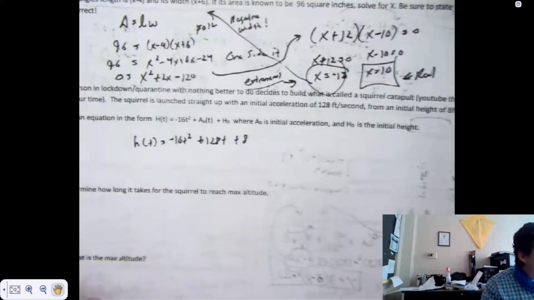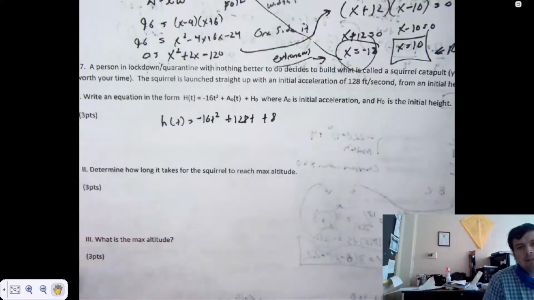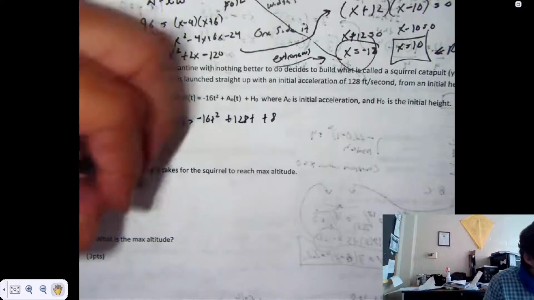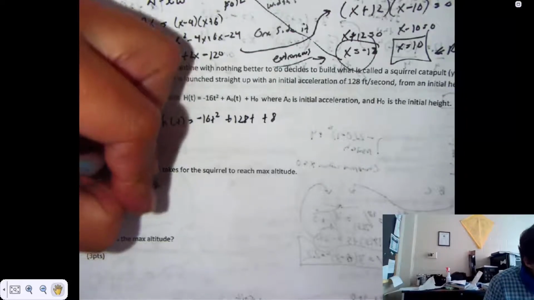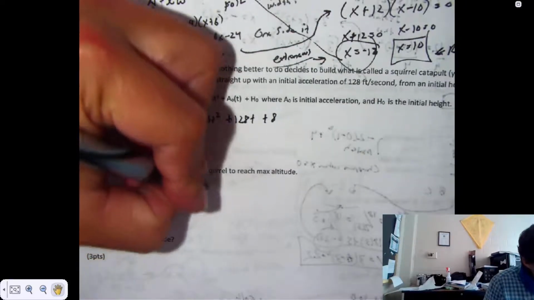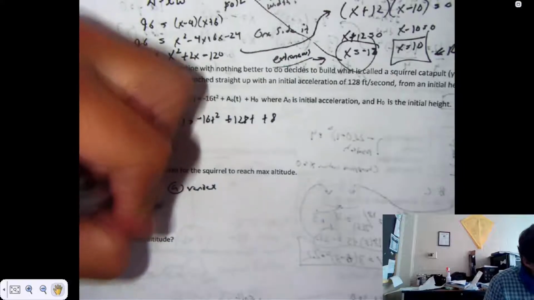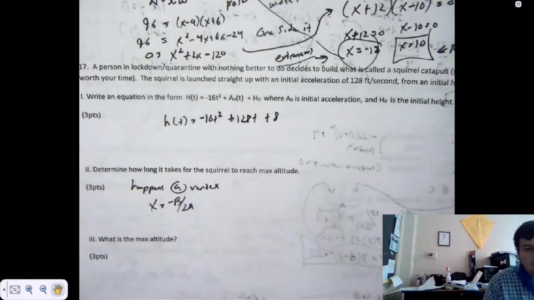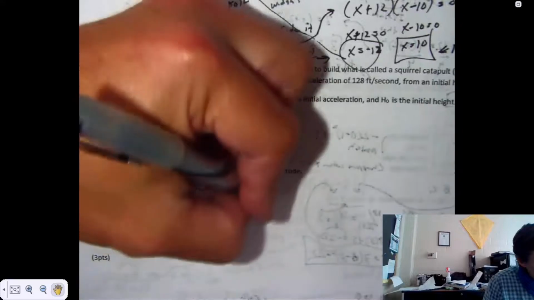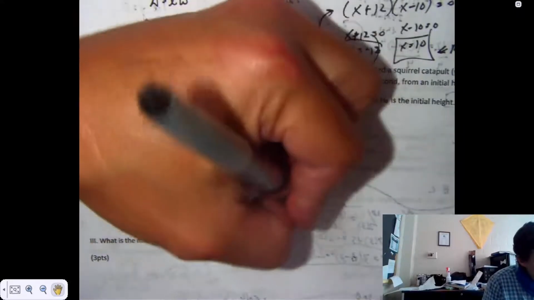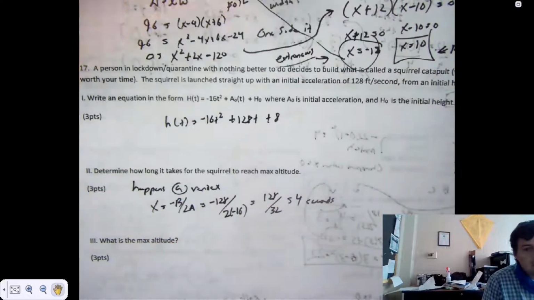Everybody can do that. Number 3, determine how long it takes for a squirrel to reach its max altitude. This happens at a vertex. So I do the x equals opposite b over twice a formula. That's a negative 128 sitting over twice a negative 16. That's a negative over negative, so it's 128 over 32, and that's 4 seconds. It takes 4 seconds for that squirrel to reach max height.